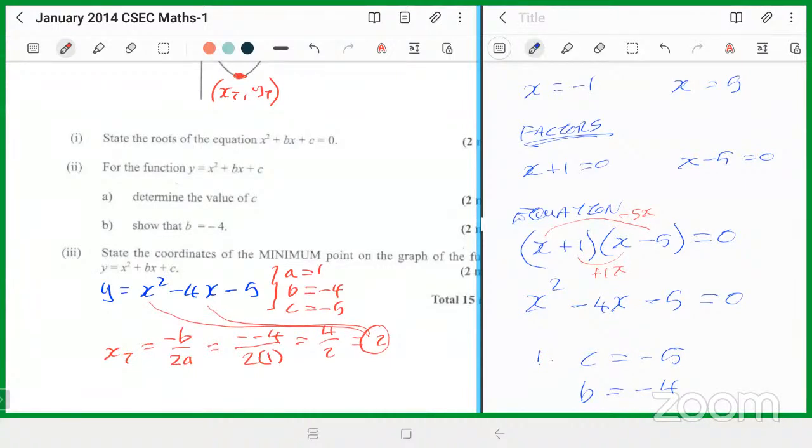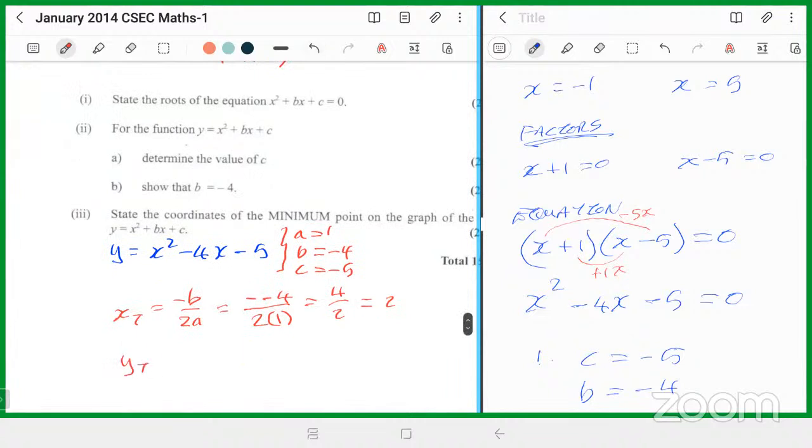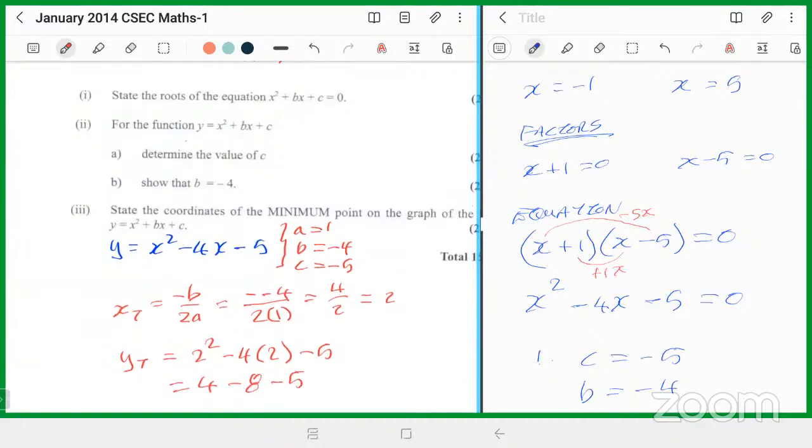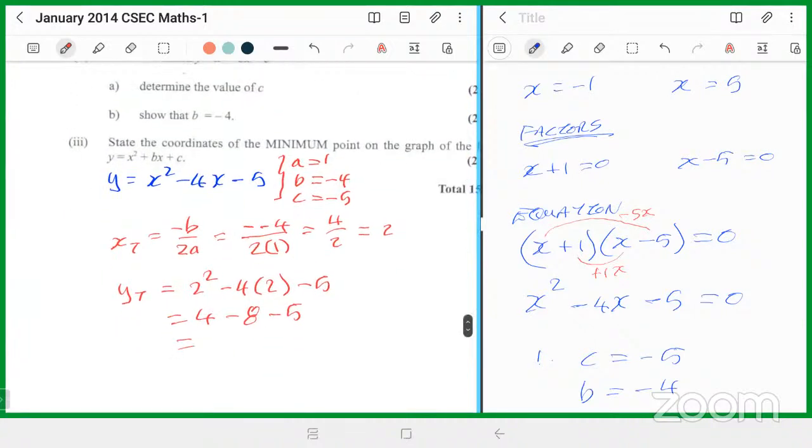I'm going to show you that way to do it, especially when the xt value is a whole number. You can find the y value that way. So we can use yt equals 2 squared, that's what we substitute the 2 here, minus 4 times 2, that's what we substitute the 2 there, minus 5. So this becomes 4 minus 8 minus 5. That's what, -9, plus 4 minus 8 is -4, -4, -5 is -9. -9. That's one way to do it.